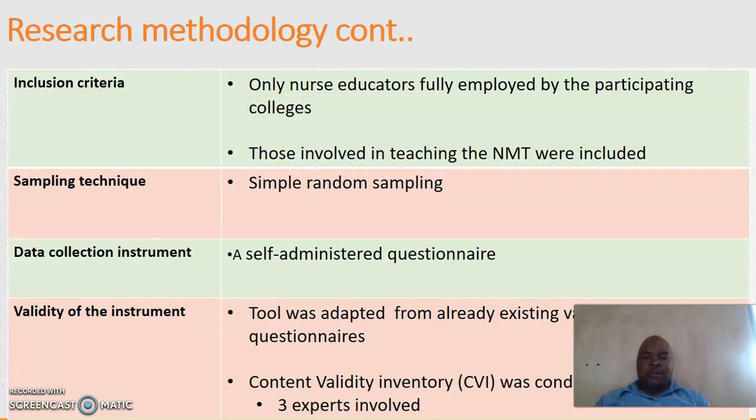Furthermore, this tool was reviewed by 3 experts for content validity. 2 were from Malawi and 1 from the US. All of them had PhDs in nursing education. They reviewed each question in the questionnaire on a 4-point Likert scale, ranging from not relevant to most relevant. All questions that were not relevant were removed, and all questions that were relevant to most relevant were maintained in the questionnaire.